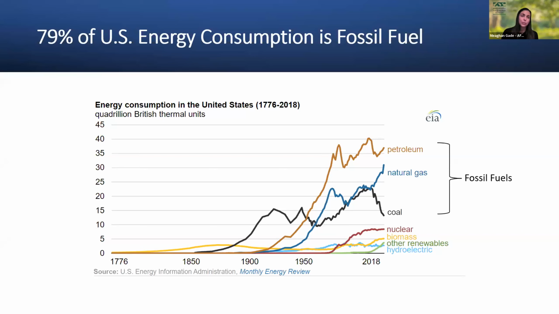About 80% of US energy consumption is fossil fuel, and that fossil fuel is a huge contributor to climate change. When we burn fossil fuels, we release carbon dioxide, a greenhouse gas that traps heat in our atmosphere. Really only up until 2018, 2019, about 20% of US energy consumption has been through renewables.